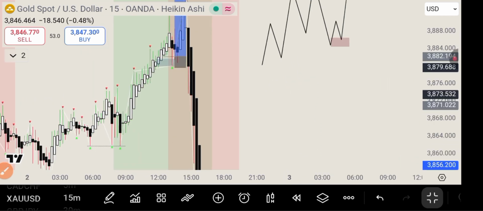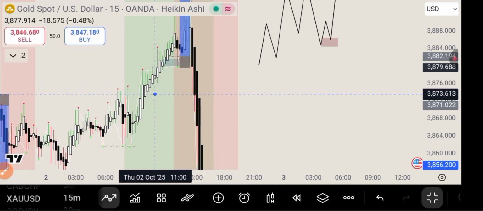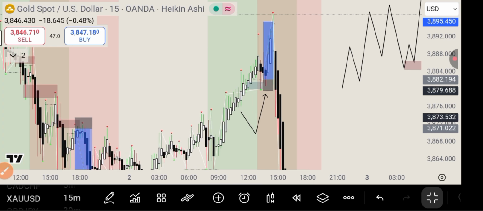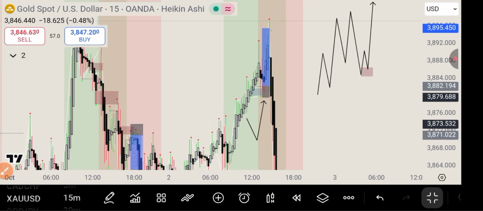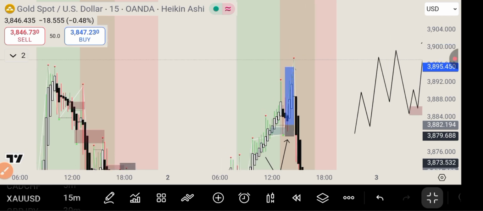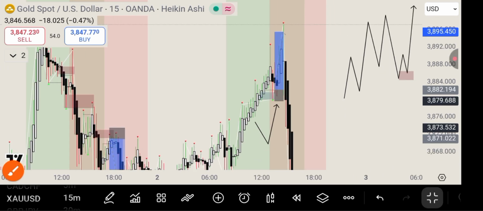So I was waiting for this on the 15 minutes time frame, but my psychology, or my edge, was telling me gold will not be able to come back to this breaker block in time, because gold was very, very close to this high. So what did I do? I went to my 5 minutes time frame.